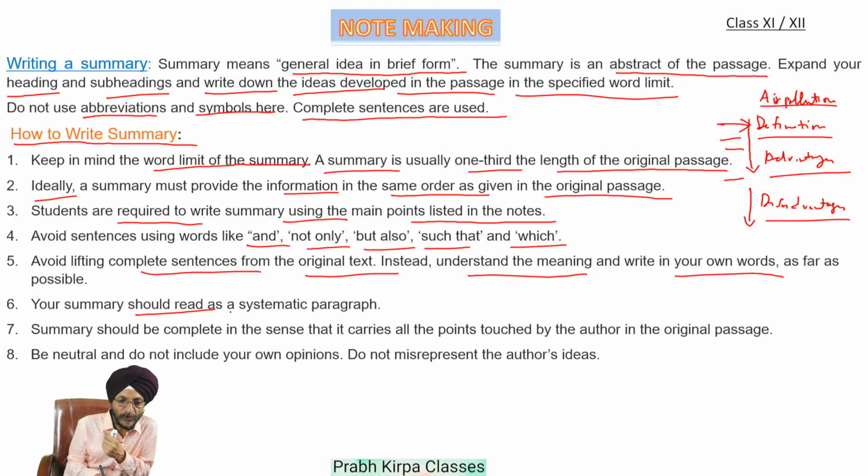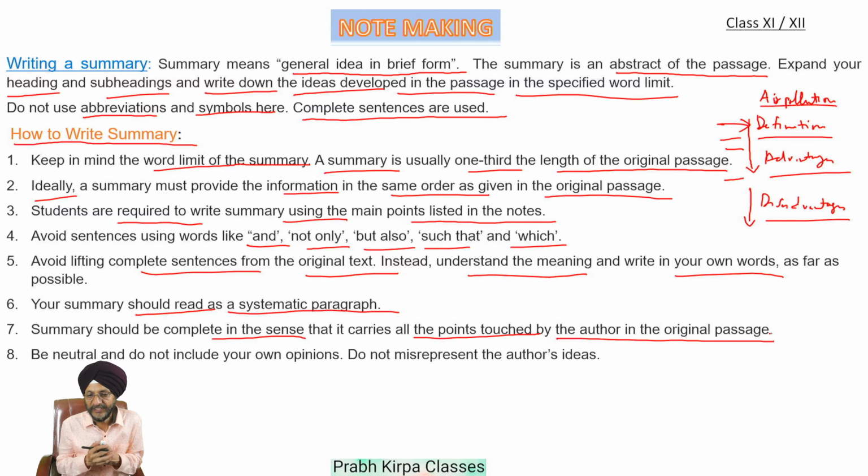Your summary should read as a systematic paragraph. As already told, we have to follow a systematic format. It should not look like you are taking the points which were mentioned at the last of the paragraph, and writing them early in the first lines, and whatever was written early, you are writing the same in the summary at the last. We should follow a systematic format. Summary should be complete in the sense that it carries all the points touched by the author in the original passage.